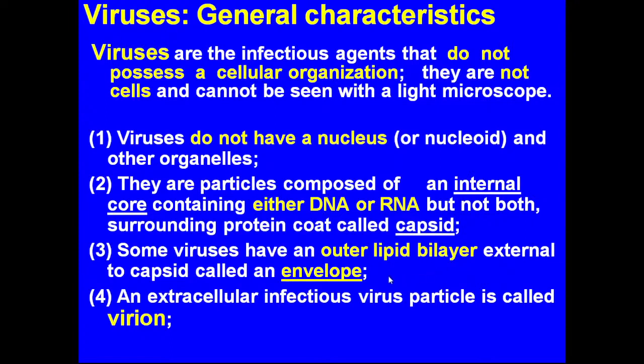External to the capsid is called the envelope. And we have to introduce a new term. The term is a virion. And what is a virion? This is an extracellular, completely formed, infectious virus particle.